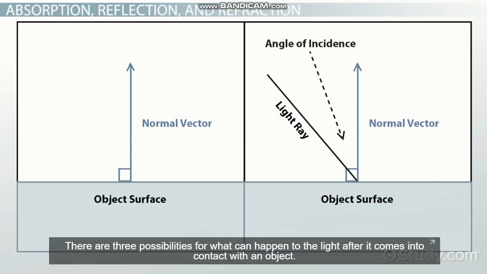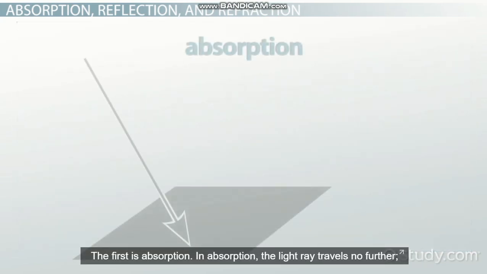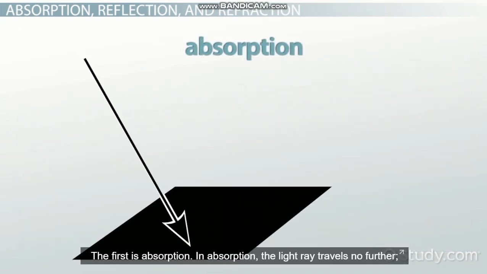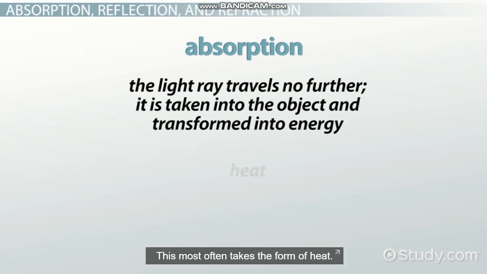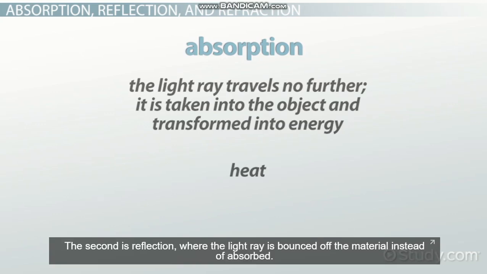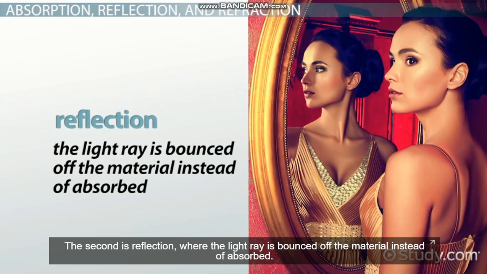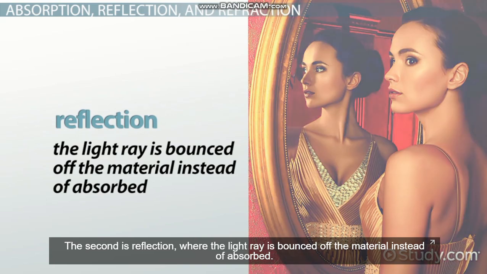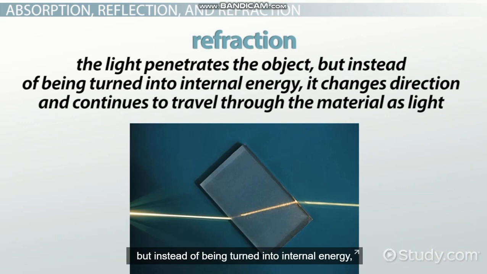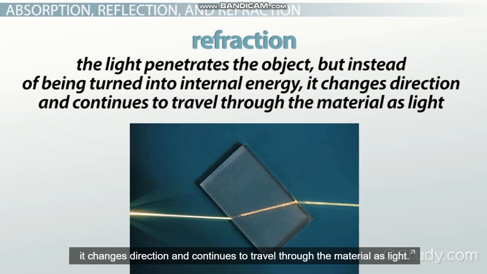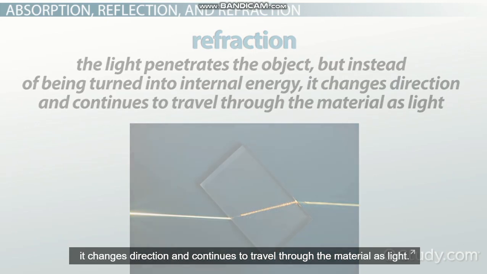There are three possibilities for what can happen to the light after it comes into contact with an object. The first is absorption. In absorption, the light ray travels no further. It is taken into the object and transformed into energy. This most often takes the form of heat. The second is reflection, where the light ray is bounced off the material instead of absorbed. The final possibility is refraction, in which the light penetrates the object, but instead of being turned into internal energy, it changes direction and continues to travel through the material as light.